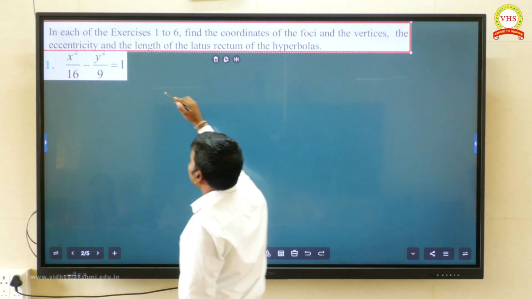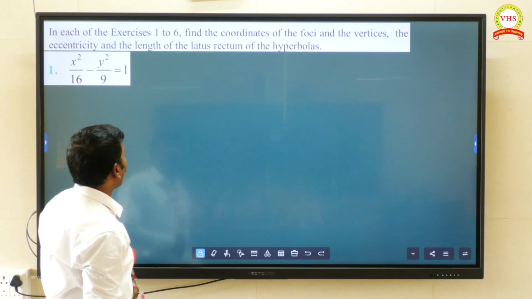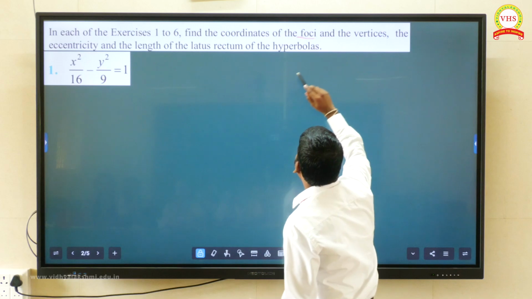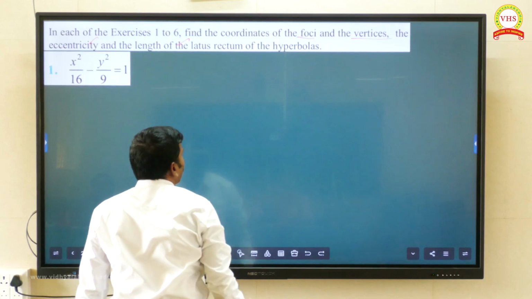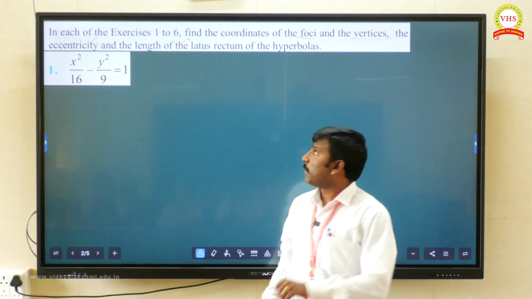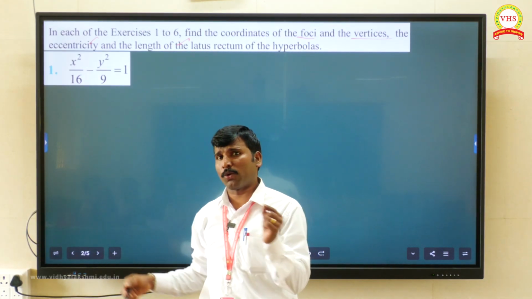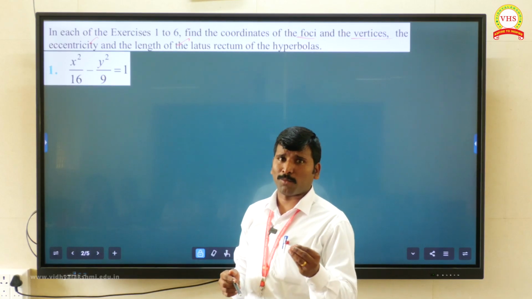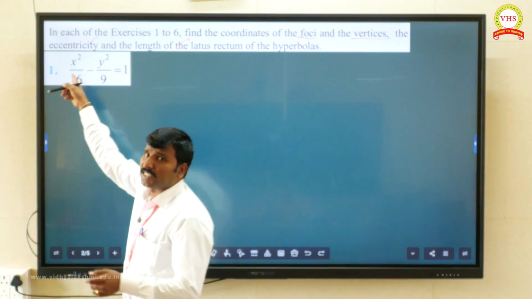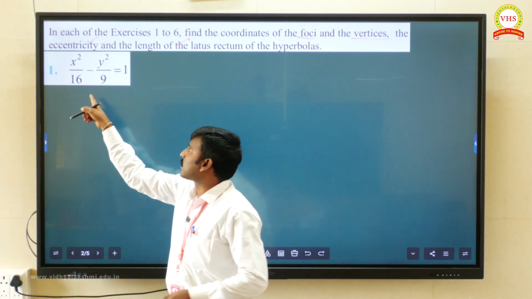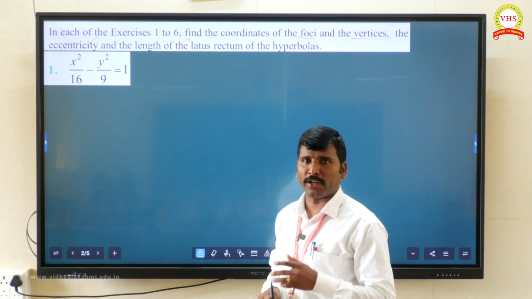Right, the question. See children, here we have exercises 1 to 10: find the coordinates of the foci and vertices, and the eccentricity and length of the latus rectum of the hyperbola. Before finding them, we need to know what the a value is, what the b value is, and whether it is about the x-axis or the y-axis. We have to identify that. If the term is positive, that is our axis. See, x is positive, so the given equation is about the x-axis. Like that only you want to identify here.